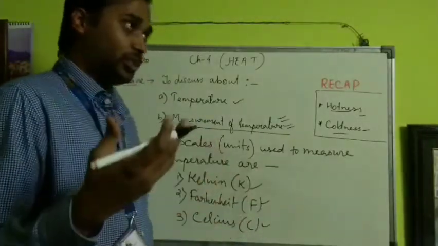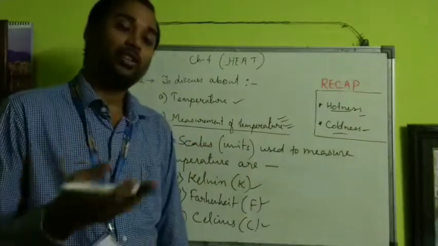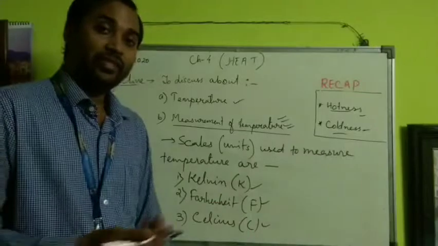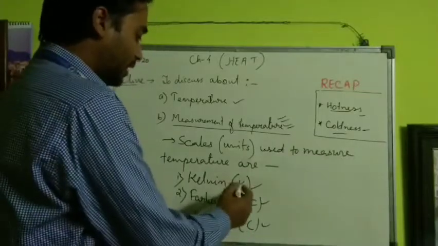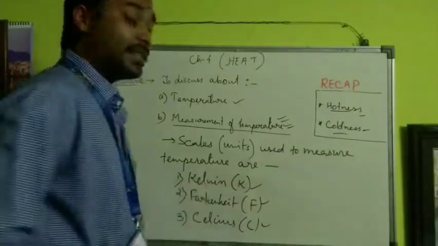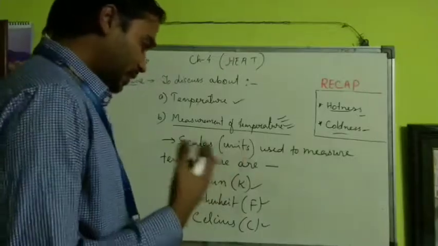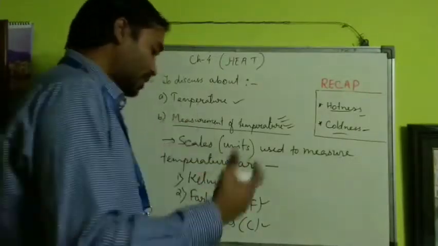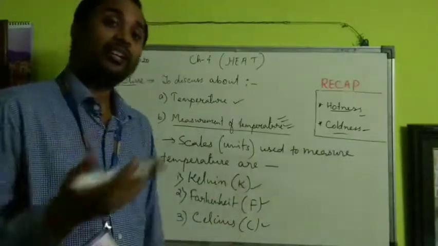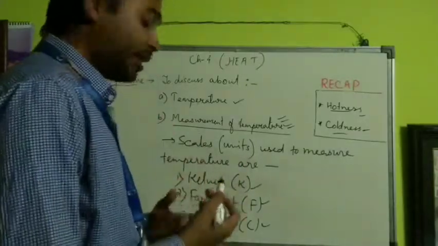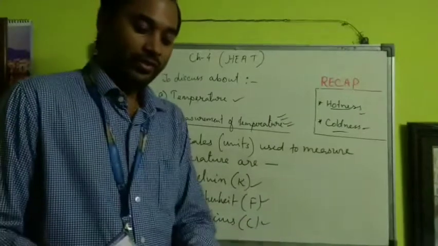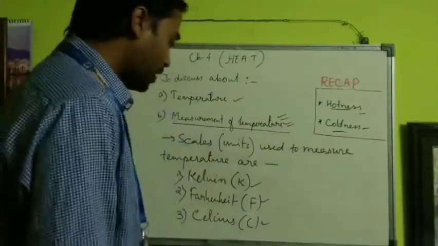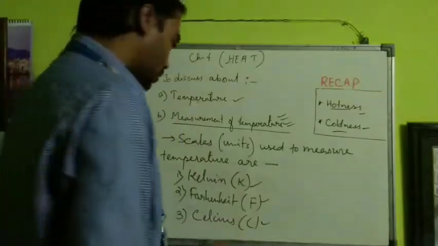Like for length we have different units, meter, kilometer, centimeter. Similarly for temperature also we have different scales. There are mainly three scales: Kelvin scale, Fahrenheit scale and Celsius scale. Now at times we have to convert Celsius into Fahrenheit, Fahrenheit into Celsius, or Celsius into Kelvin, or Fahrenheit into Kelvin. How can we carry out that conversion? We have a relation using which we can convert the units from one another. So what is that formula?